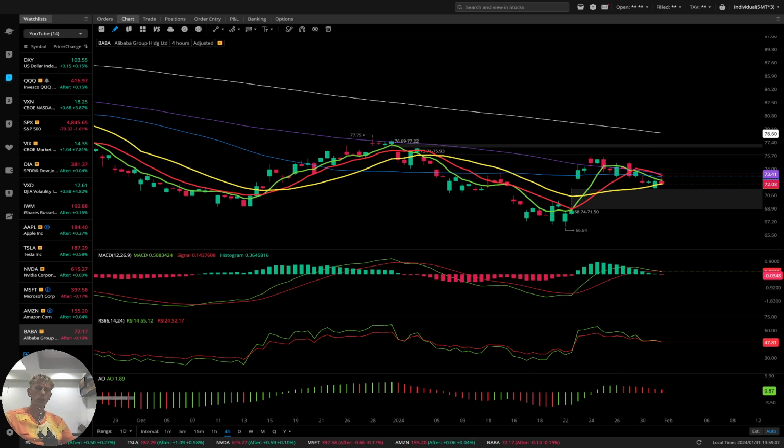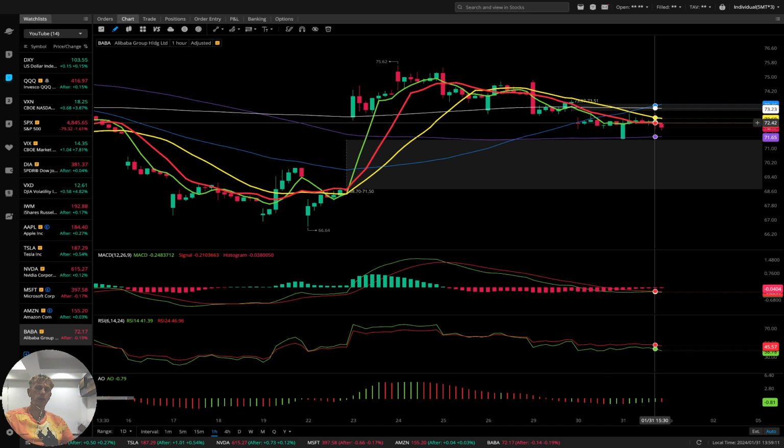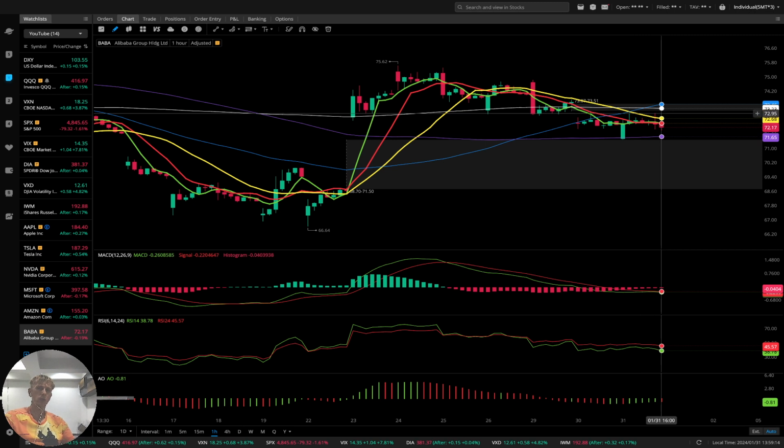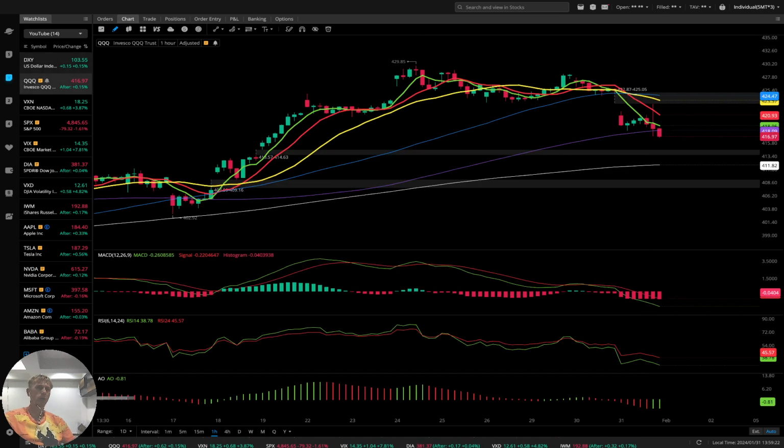All indicators ready for bearish crossover. 1 hour time frame, MA5, 10 and bars below 20. 20 did bearish crossover over 200. It is a bearish trend. That's all, very simple. Very simple.